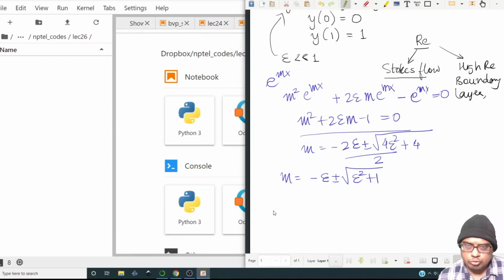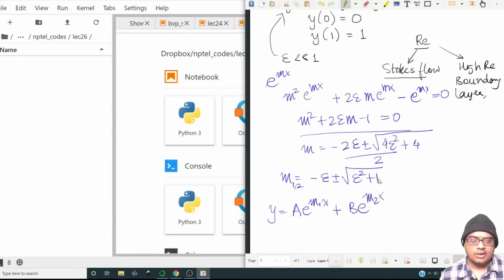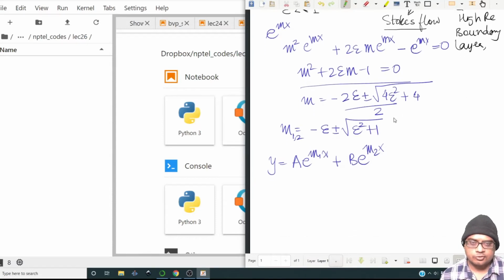So if I call these m1 and m2, you could write the solution y as a e to the power m1x plus b e to the power m2x. And we know that if a solution is of this particular kind, we could also write it in terms of sinh x and cosh x, because a linear combination of these two terms is also equivalent to a linear combination of those two terms.